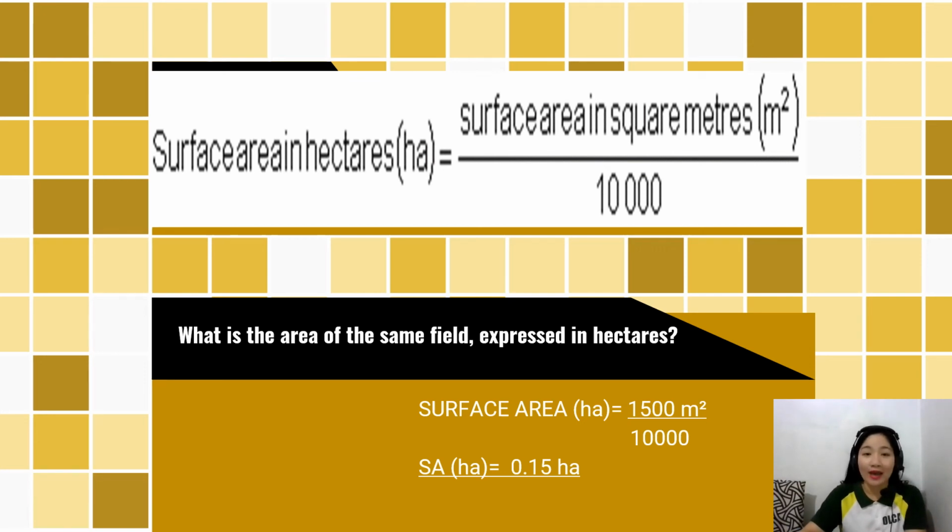Again, all you have to do is to apply this formula. Surface area in hectares is equal to surface area in square meters over 10,000 meters squared. So we have the result, which is 0.15 hectares.